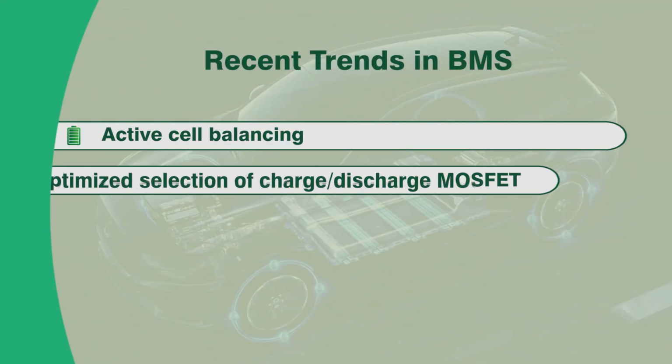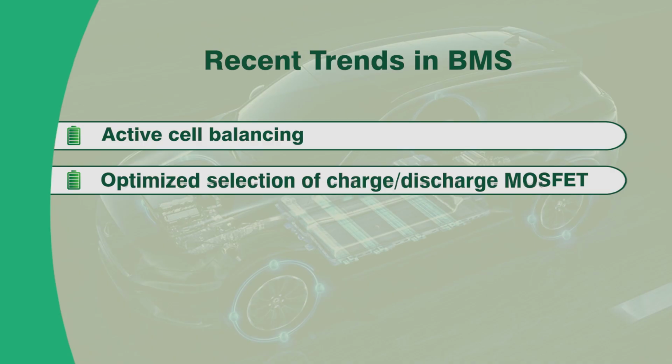The next research gap that we have is the optimized selection of charge and discharge MOSFET. We have encountered many problems associated with the charge and discharge MOSFET. Most of the time they get burned and they are more prone to faults. So optimized selection of the MOSFET and their gate driver circuit is very important.